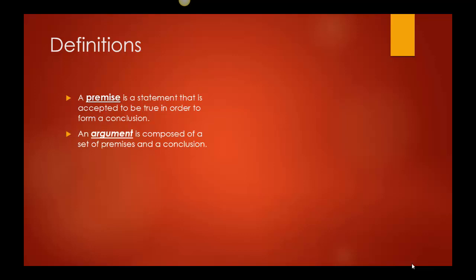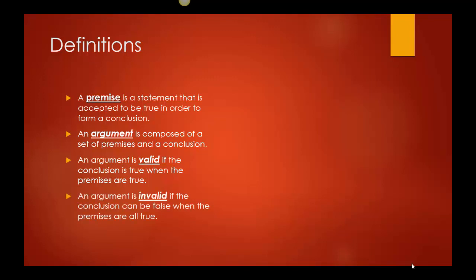An argument is composed of a set of premises and a conclusion. An argument is valid if the conclusion is true when the premises are true. An argument is invalid if the conclusion could be false when the premises are true.